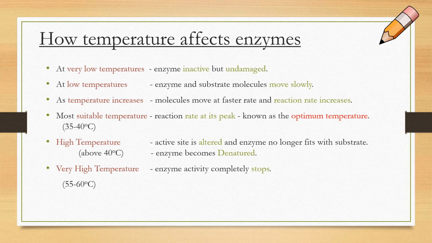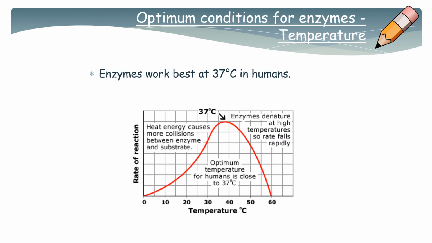So above your optimum temperature, so usually above 40, your active site is altered and your enzymes no longer fit with their substrate, and your enzyme becomes denatured. At very high temperatures like 55 to 60 degrees Celsius, your enzyme activity completely stops because all of your enzymes are then denatured. So optimum conditions for enzymes.